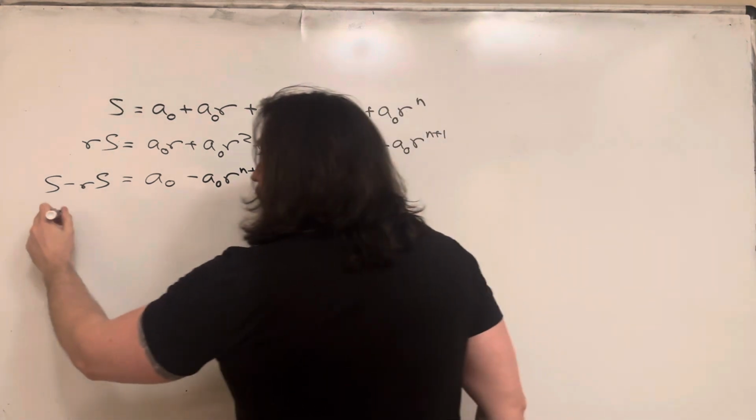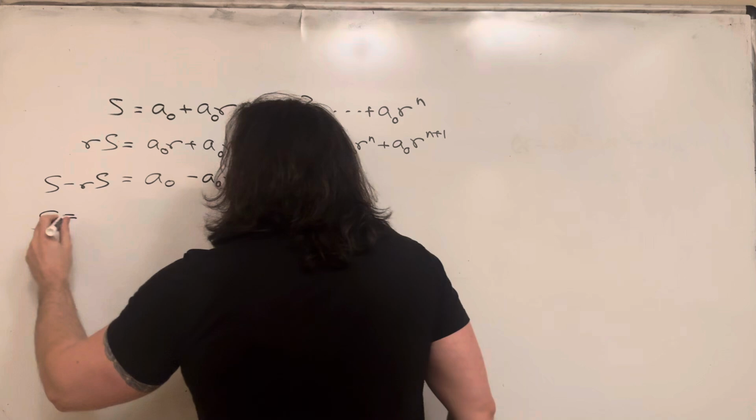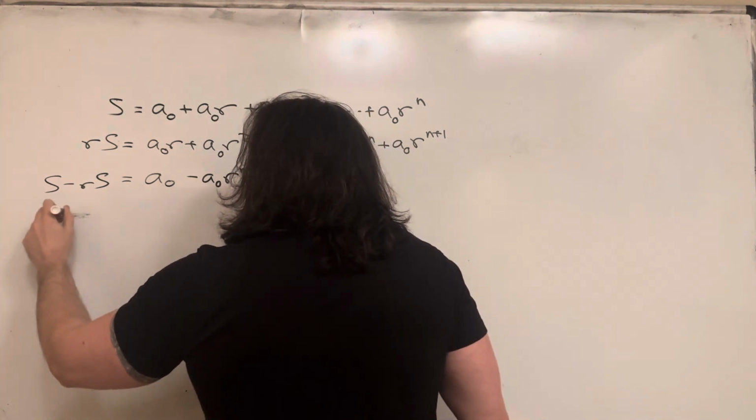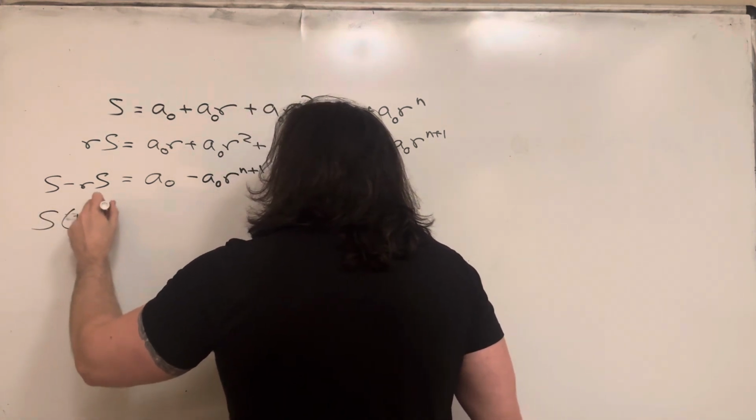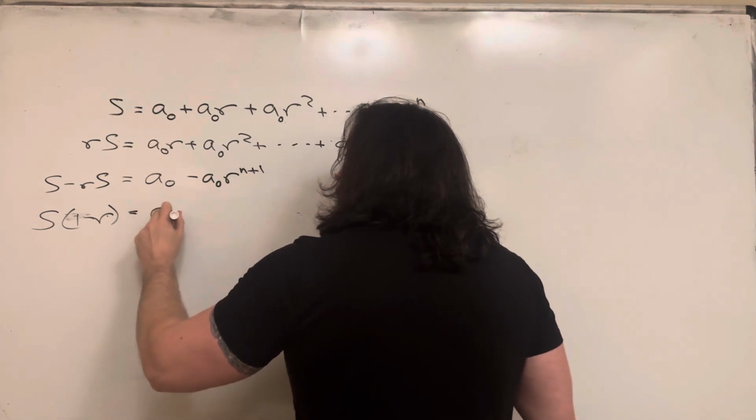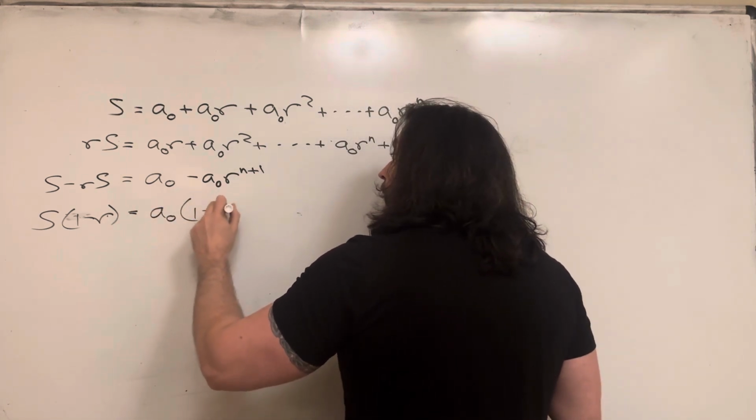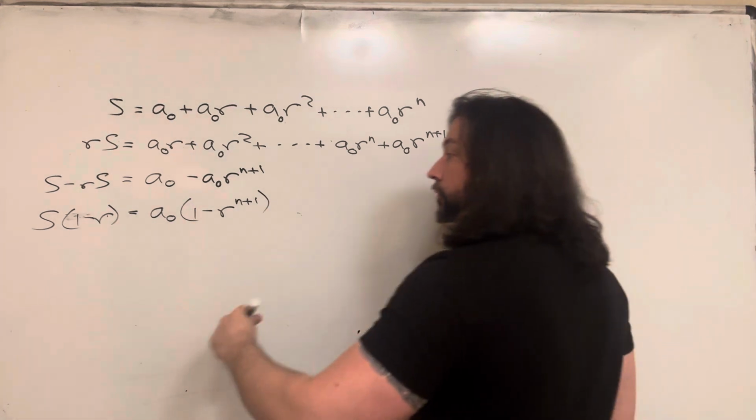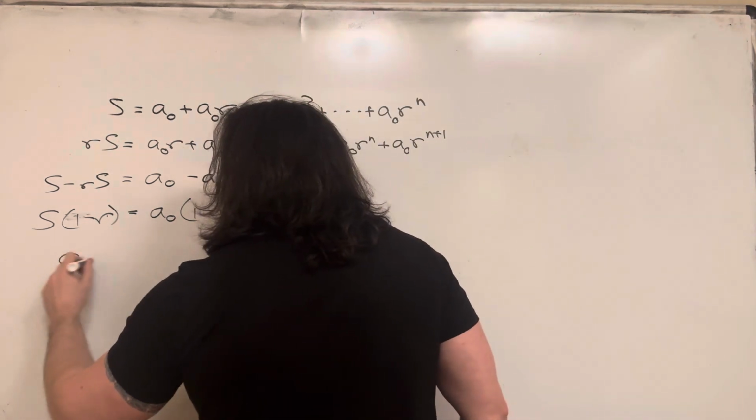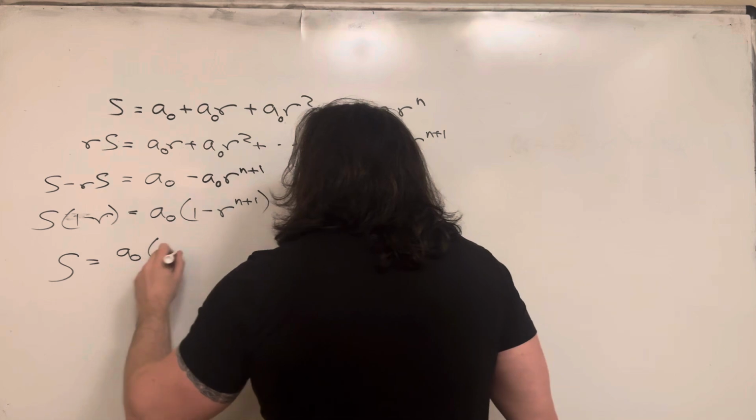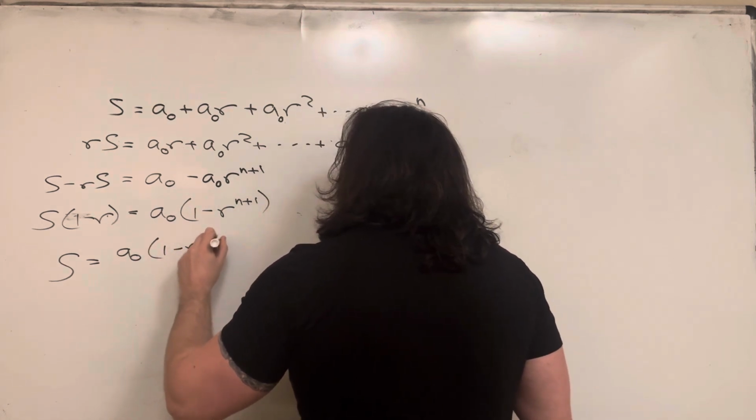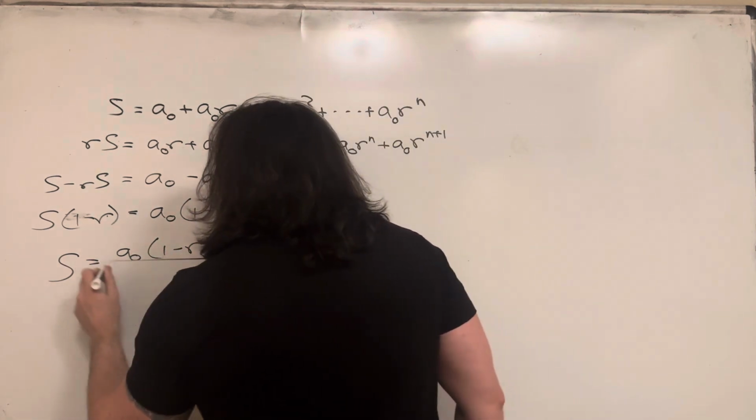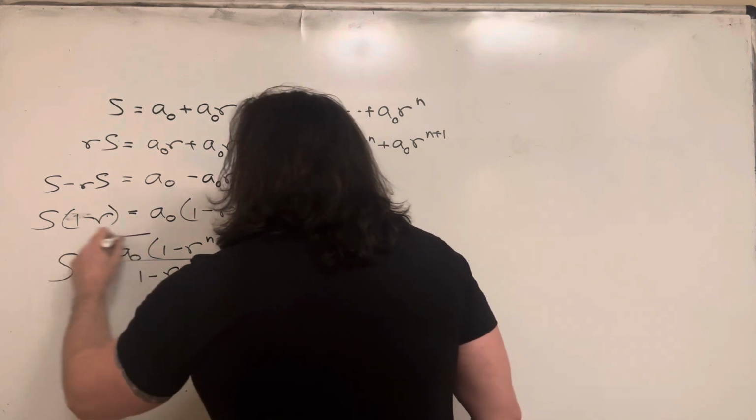Well, notice what I can do here. I can factor out this s, and this becomes s times 1 minus r is equal to a naught times 1 minus r raised to the n plus 1. And now I can just solve for this s directly: s equals a naught times (1 minus r^(n+1)) over 1 minus r.